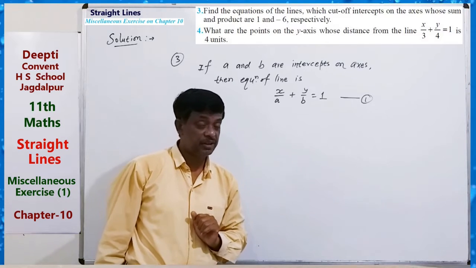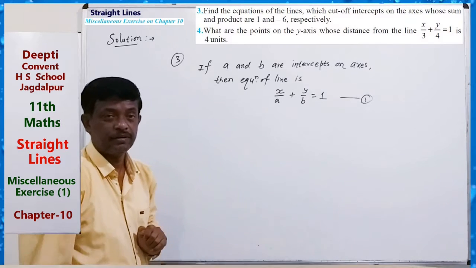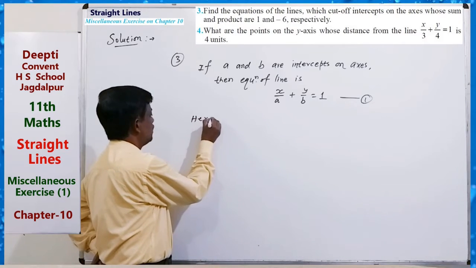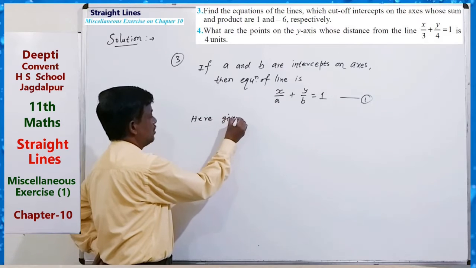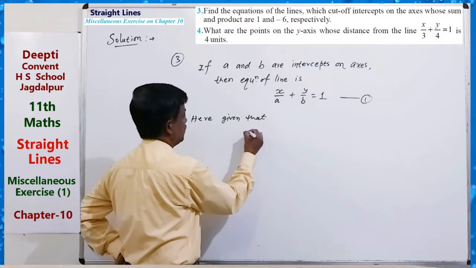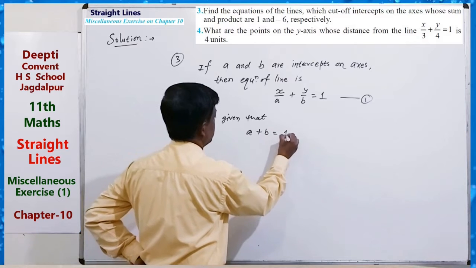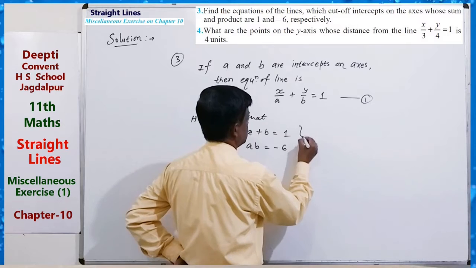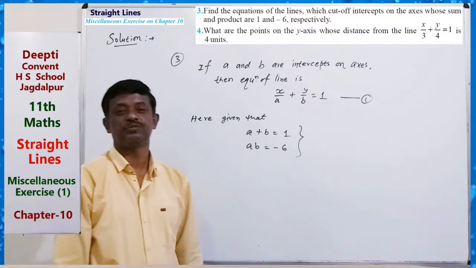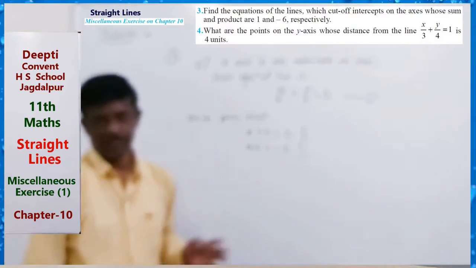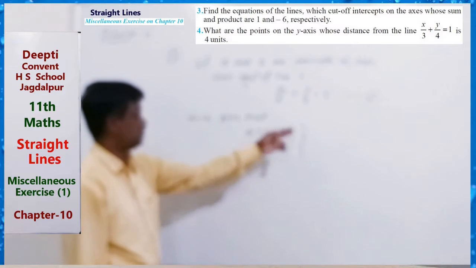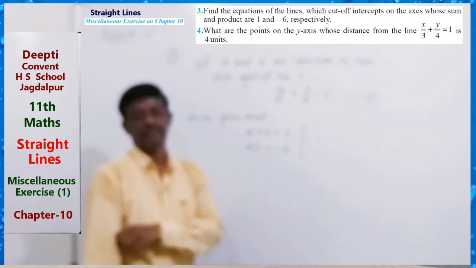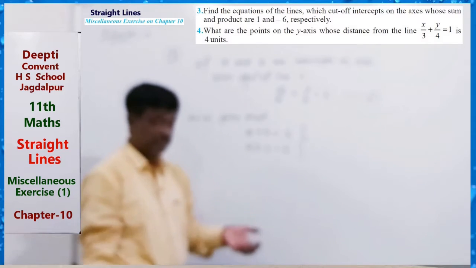Now here we have to find the value of a and b. Here it is given that a plus b equals 1 and ab equals minus 6. These are given. We know the algebraic method, just a plus b equals this and ab equals minus 6, then we can find the value of a and b by using a quadratic equation also.